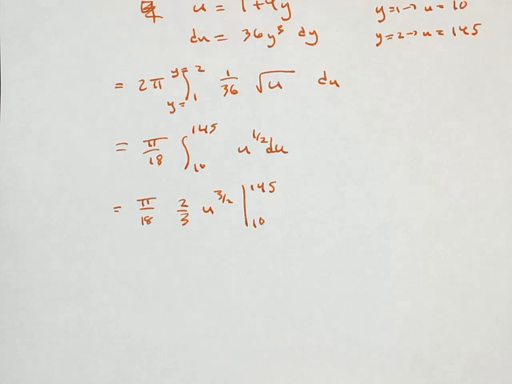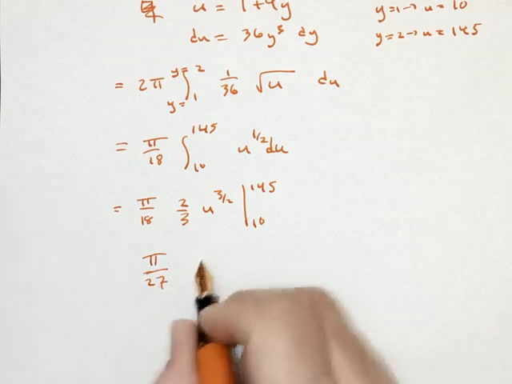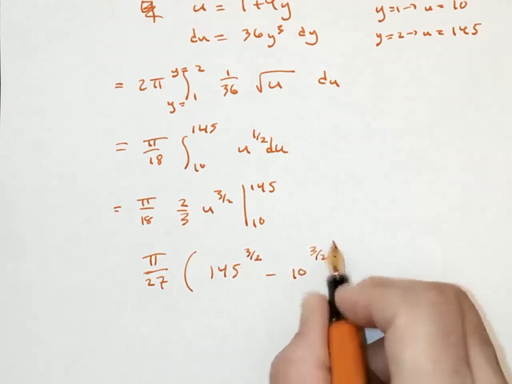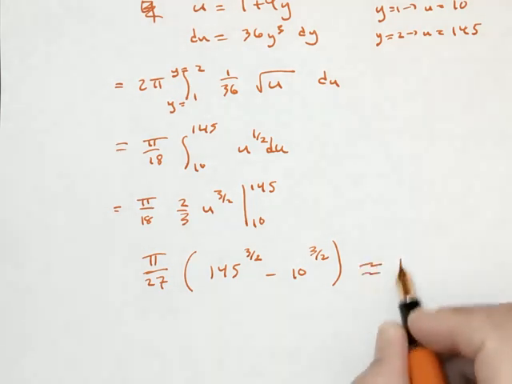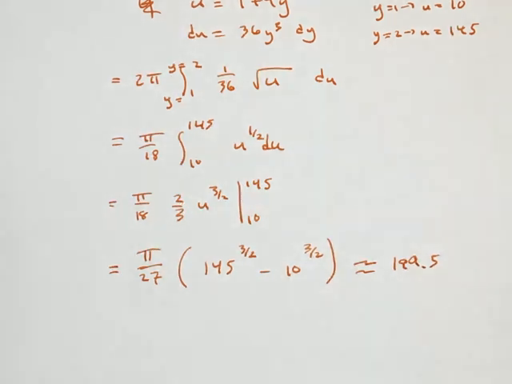The 2 on top cancels the 18 on the bottom, giving me a 9. 9 times 3 is 27. Pi over 27 times 145 to the 3 halves minus 10 to the 3 halves. And that is going to be some disgusting number. So I'm perfectly happy to leave it like that or shove it in my calculator and give me a decimal. And I get roughly 199.5. Big surface area there for that particular shape.